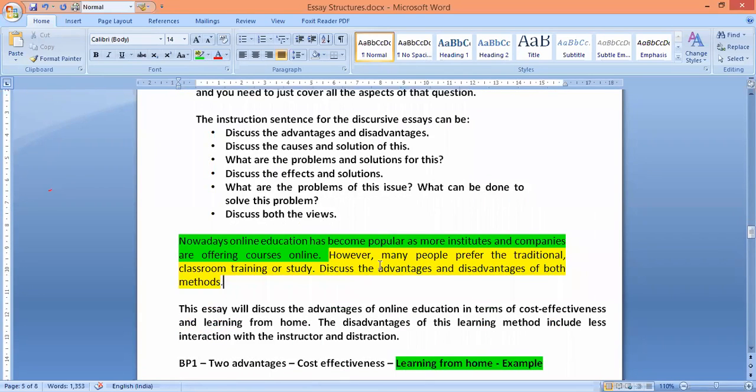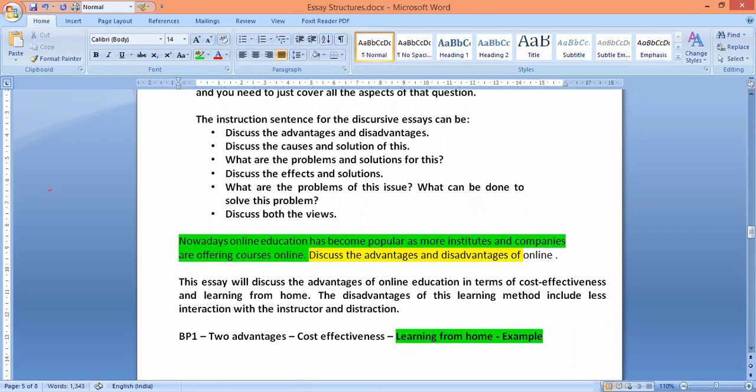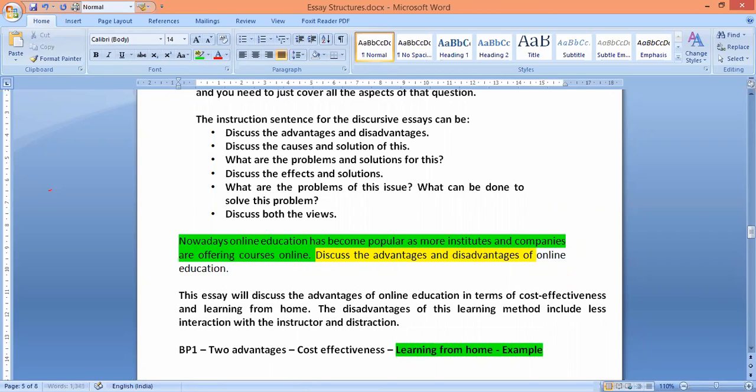Normally, the question is not like this. The question is like this. I'll show, just only one statement. How has online education become popular as more companies offer this? Discuss the advantages of online education. Do you see the difference? Now you need to discuss two advantages of online education in BP1 and two disadvantages of online education in BP2.